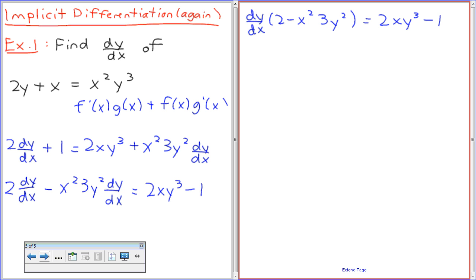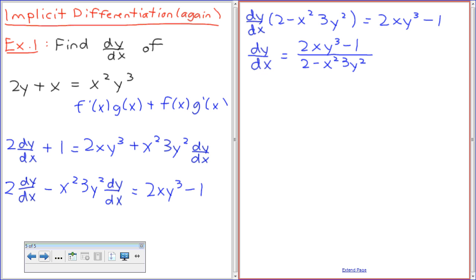Now we're almost done. This is good, but not yet great, as I like to say. Last step, Alistair, is what? Good. So dy by dx, the rate of change or slope of this equation, would be 2xy cubed minus 1 all over 2 minus x squared 3y squared.